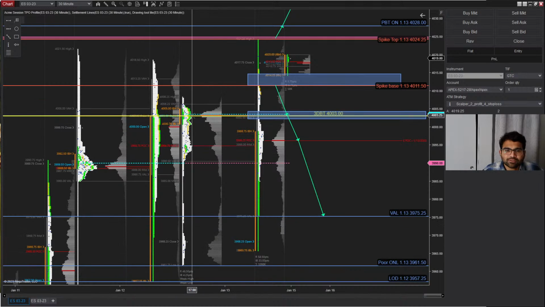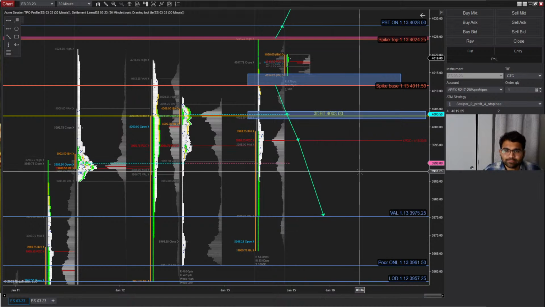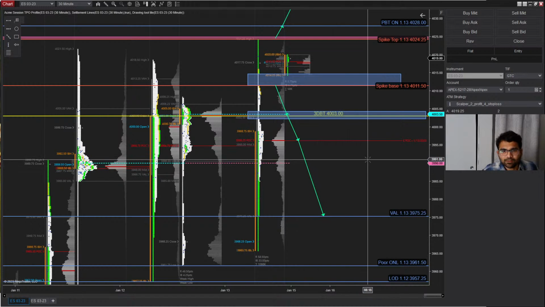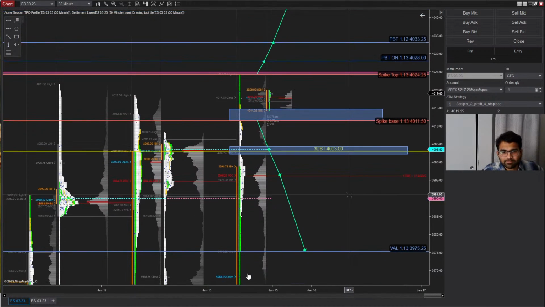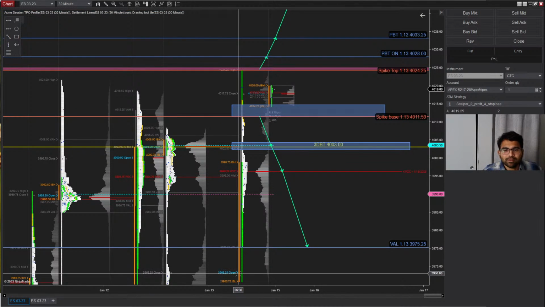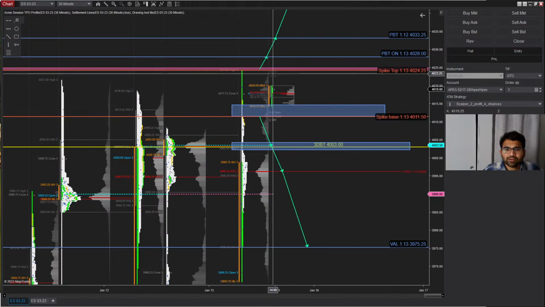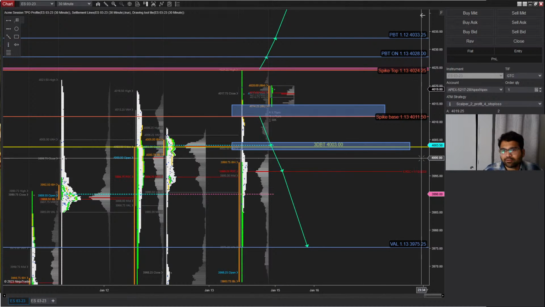meaning a lot of shorts are present in the P profile. When the high of the P profile breaks, generally you have an impulsive move to the upside, and that's what happened today. We opened within Thursday's range, but after getting a counter auction rally, we still continued going up, and then we created a new spike to the upside today.